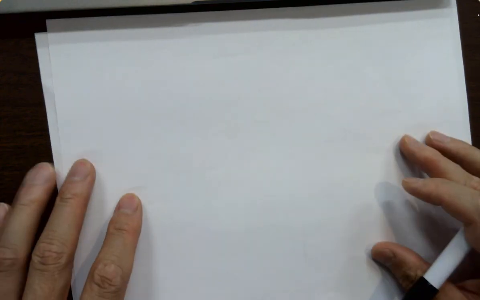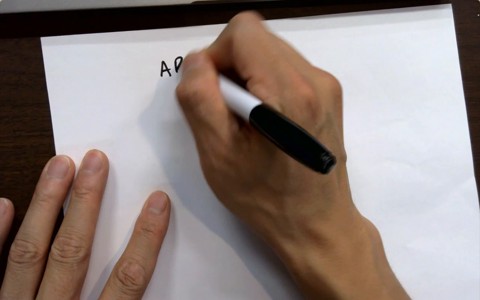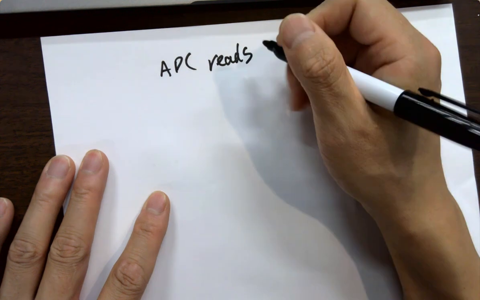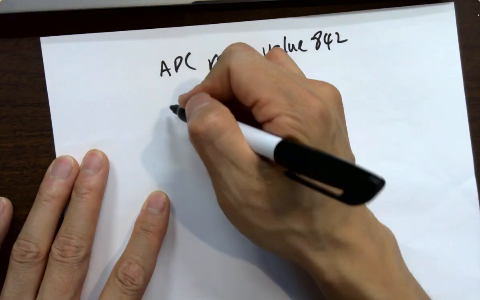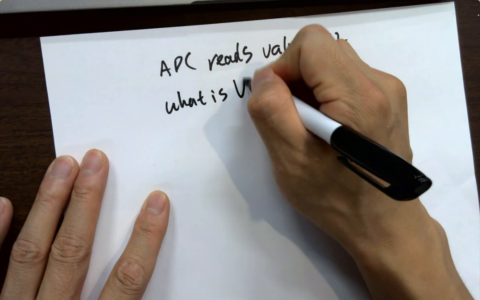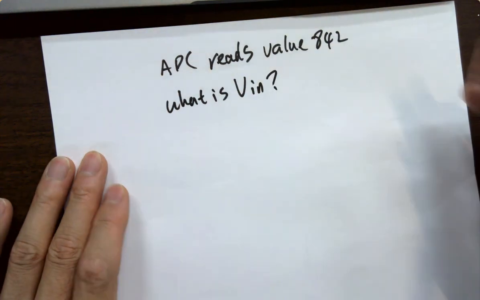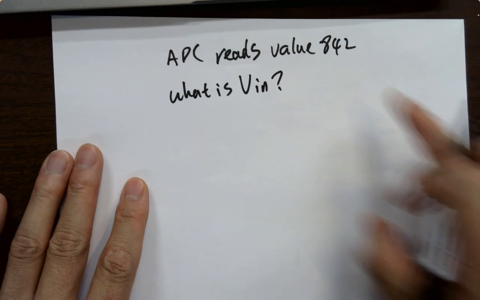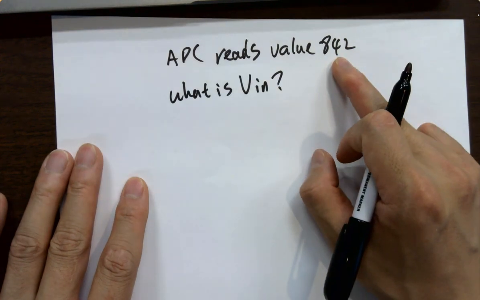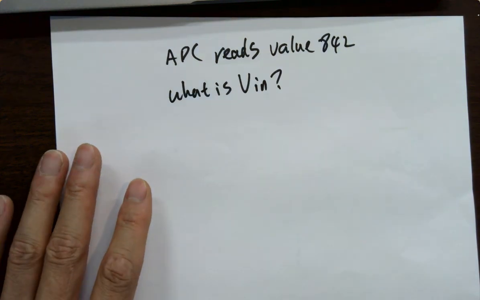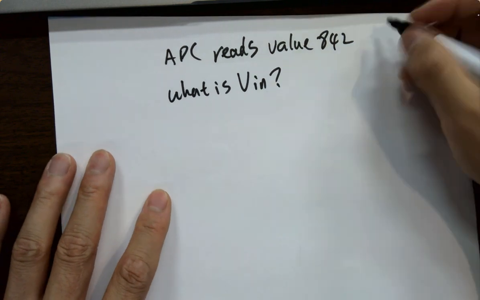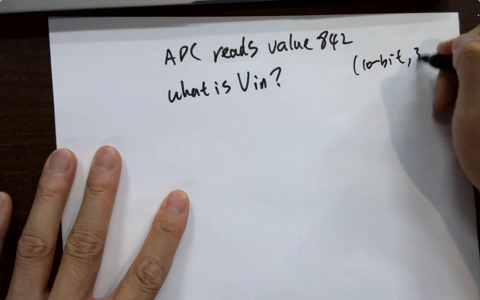So let me give you some examples, okay? So ADC reads the value 842. Is that reasonable? What is the V in? 842 times the resolution. Is it reasonable? ADC reads the value like 800. You can read until like 1024, right? Is that a 10-bit ADC? Yeah, 10-bit ADC and 3.3 volts range. Okay.